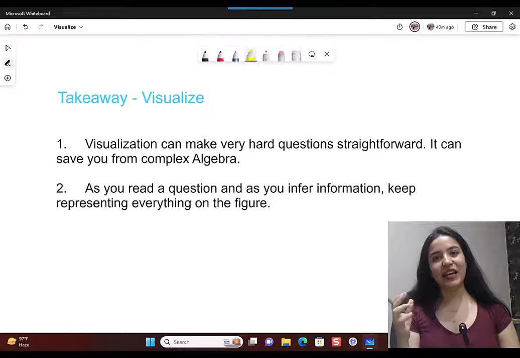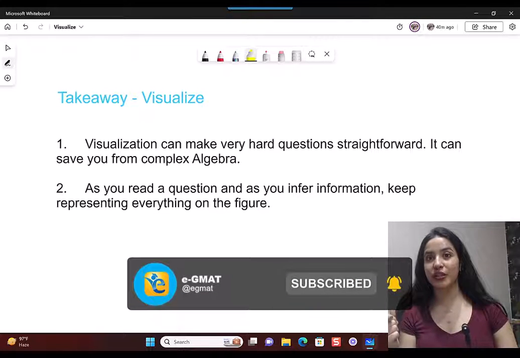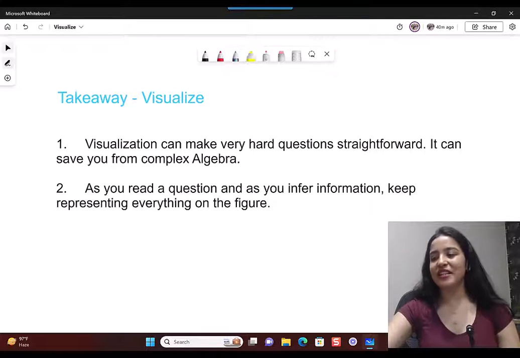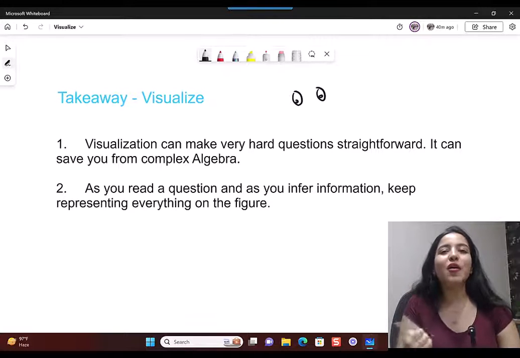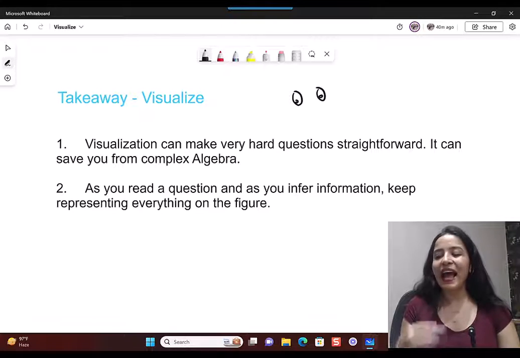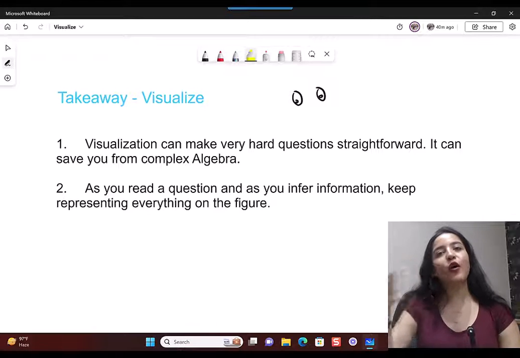Well, the big takeaway is that sometimes very hard GMAT geometry questions can turn into really straightforward questions if only you visualize. What is visualization? It is just seeing what is happening. So it's not just about solving, it's about seeing. And when you observe things, when you can see them, you can make stronger and smarter inferences in a lot less time. As you read a question, keep inferring and then keep putting all of that in a figure.